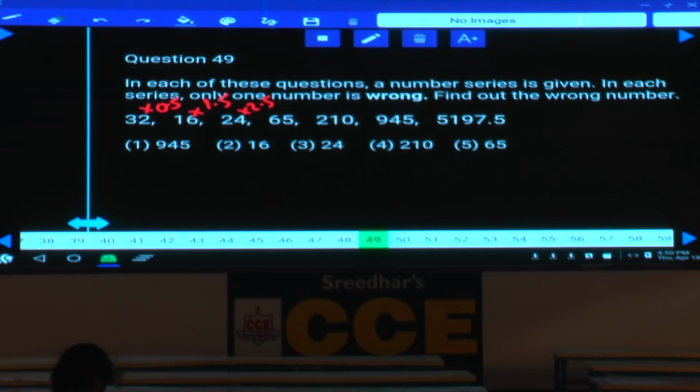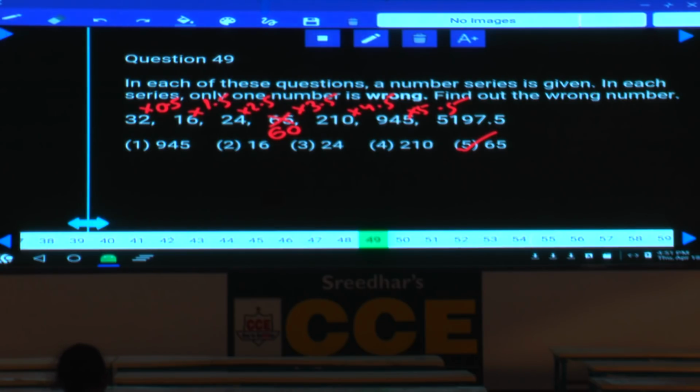But yes, here what is the number given here? 65, that is the wrong number. If 60 is here, now 60 into 3.5 is so much? 180 plus 30, 210. Next one 210 into 4.5, 945. The next one 945 into 5.5 will be 5197.5. Then what is the wrong number? 65 is the wrong number and the correct number is 60. Choice 5. The given numbers are multiplied with 0.5, 1.5, 2.5, 3.5, 4.5 and 5.5.